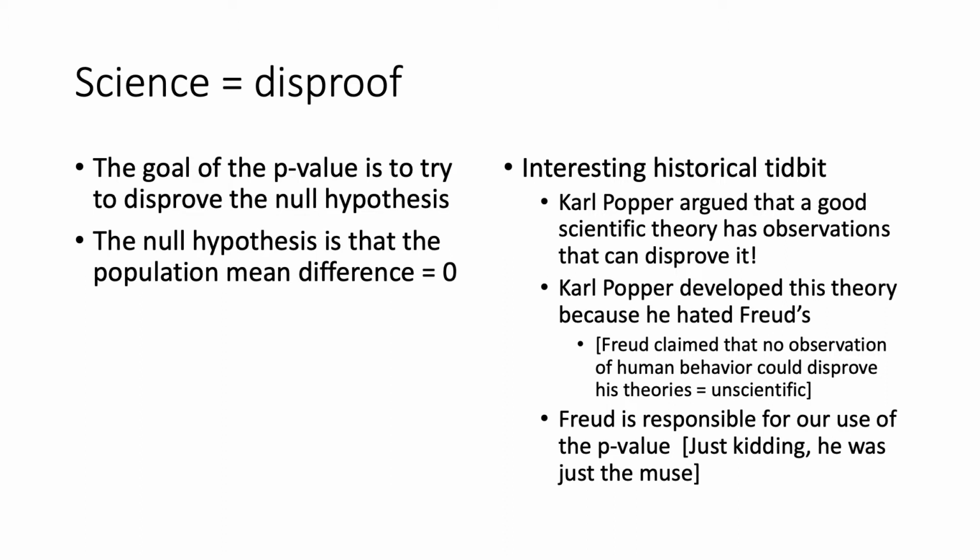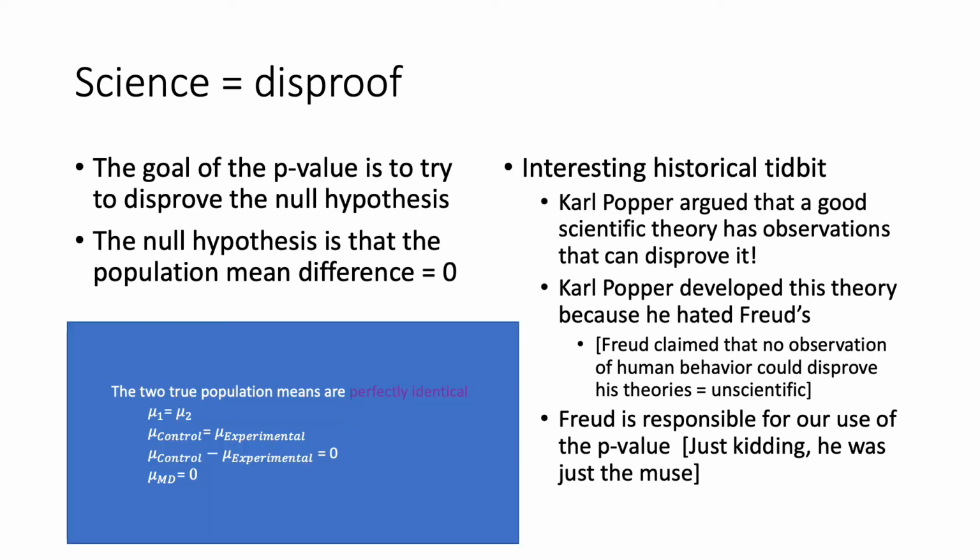Well, that's Popper's idea. And what I love about Popper is that he hated Freud and helped develop this idea because he hated Freud's theories because no observation could disprove Freud's theories. So I like to argue that Popper is in part responsible for us using the p-value because Popper created the idea that we have to disprove something in science. And then statisticians came along and eventually we started using the p-value to disprove the null hypothesis. The hypothesis that the population mean difference is zero.